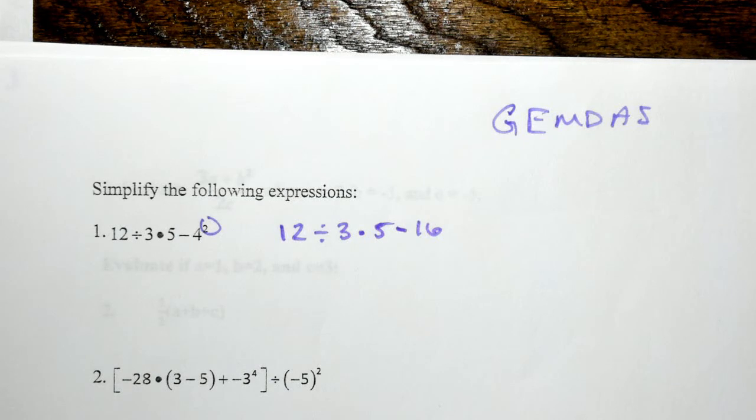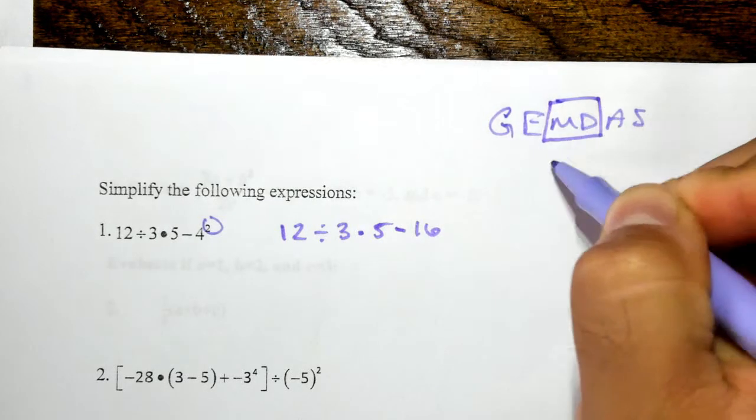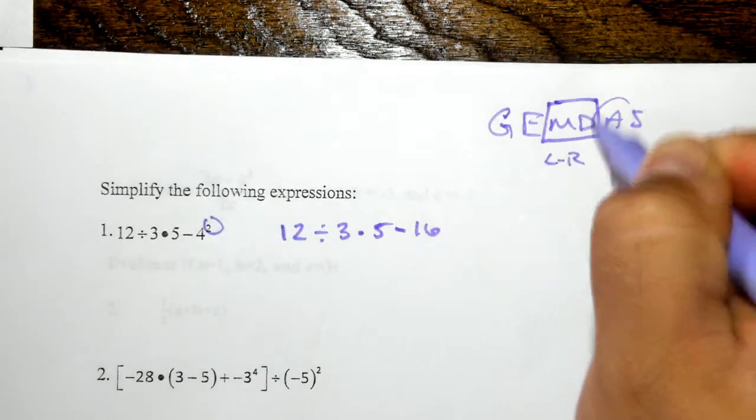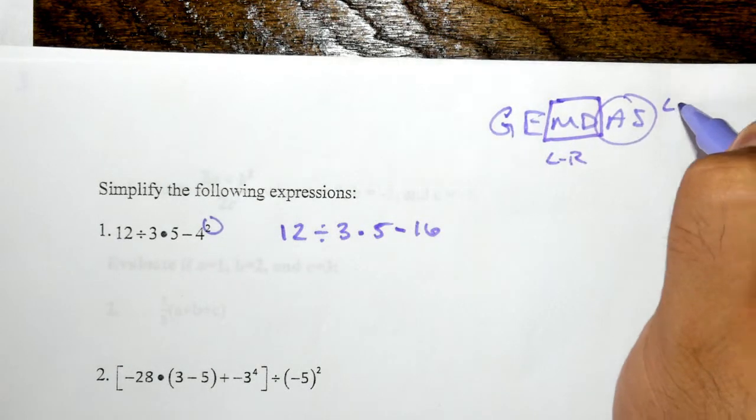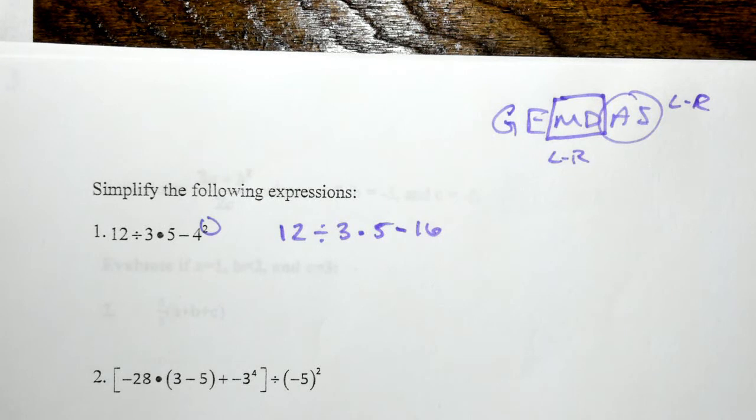From here, it is multiplication and division from whatever comes from left to right. And the same thing is true of addition and subtraction. It isn't always multiplication first, and it isn't always addition first. It's multiplication or division, whatever comes first, and addition or subtraction, whatever comes first from left to right.